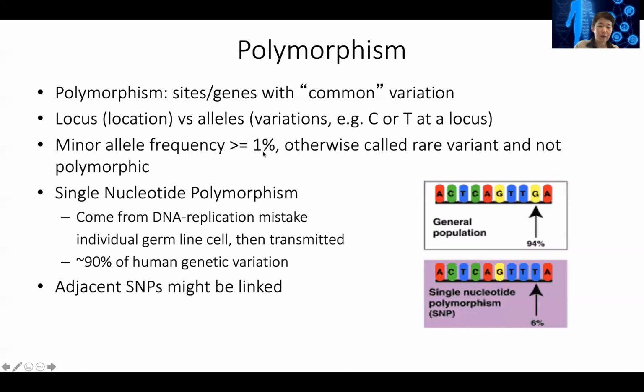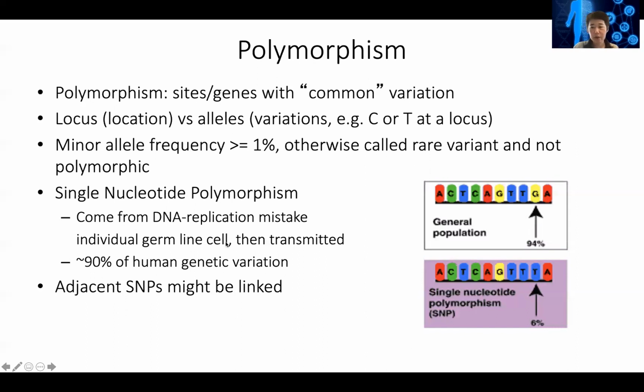First of all, the locations where these things happen are called a locus, or loci if you have multiple locations. And the variations in this location are called alleles. In this particular locus, we have two alleles, G or T. In order to call something a polymorphism, the minor allele frequency needs to be over 1% of the population. Otherwise, this region is called a rare variant and not really a polymorphism.